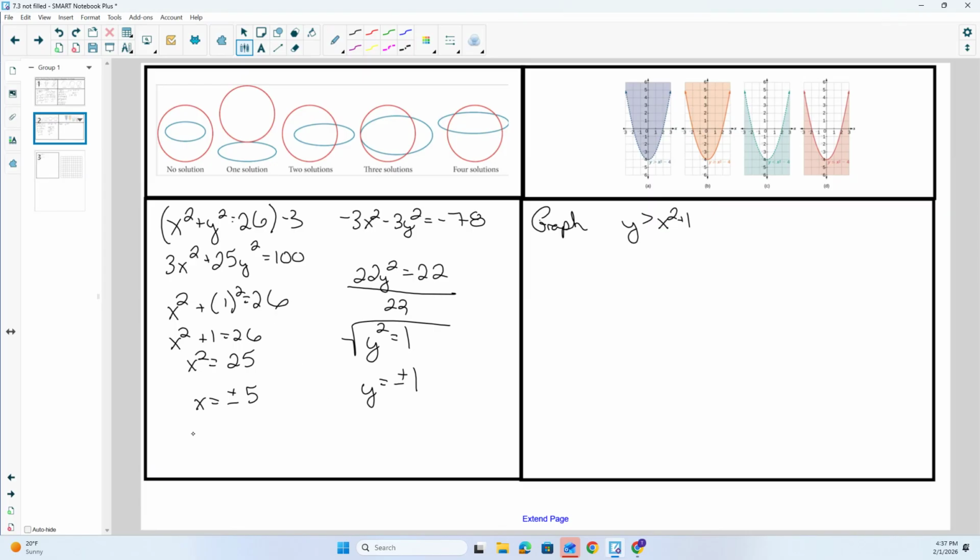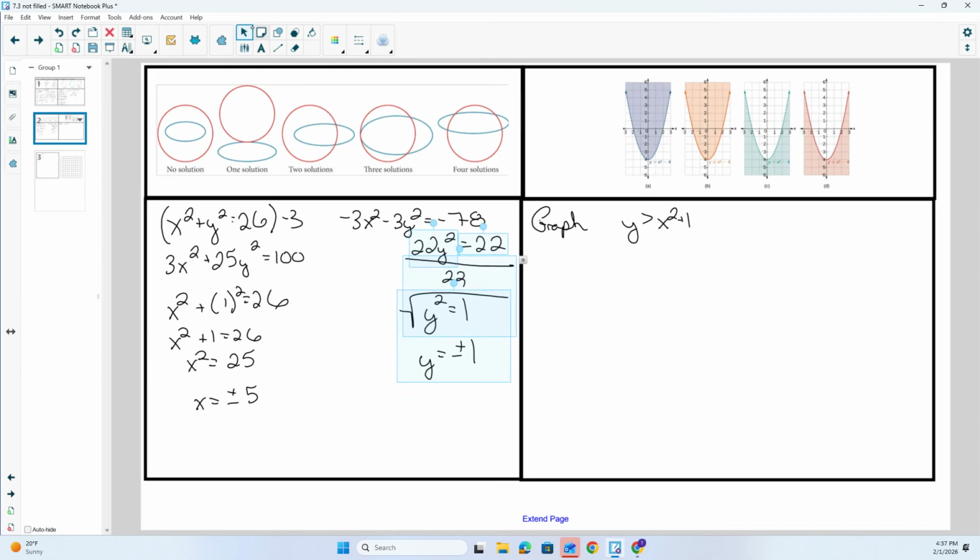So we do x squared, let me see here, ran out of room. So x squared plus a negative 1 squared equals 26. What's interesting is negative 1 squared gets us back to the original problem. So we have x equals plus or minus 5 again. So what does that mean? How many solutions do we have for this?